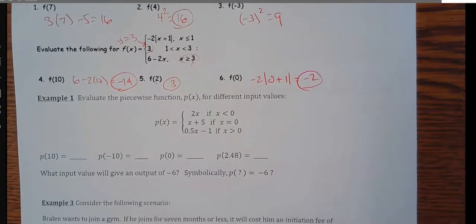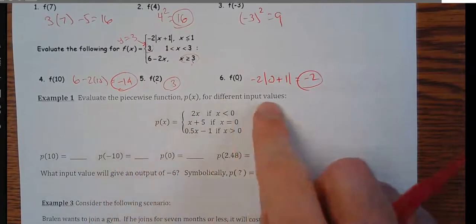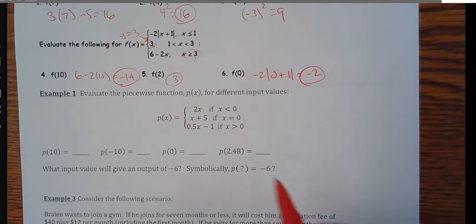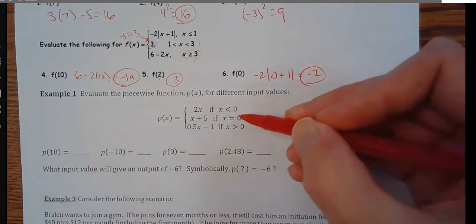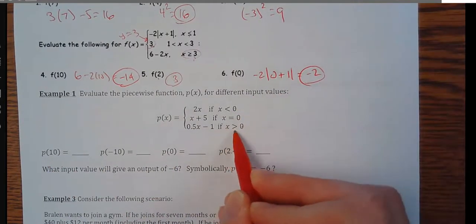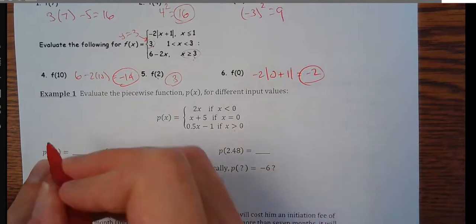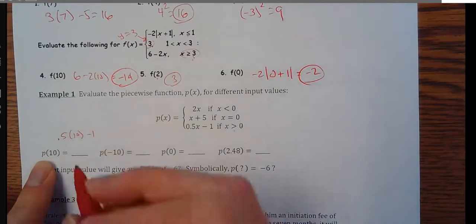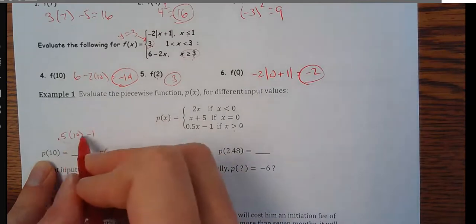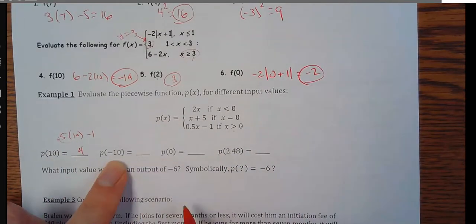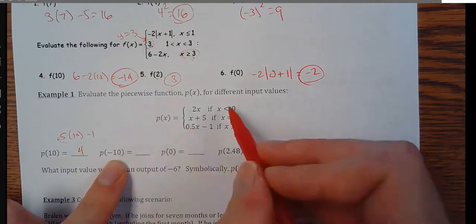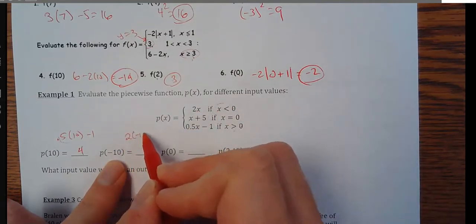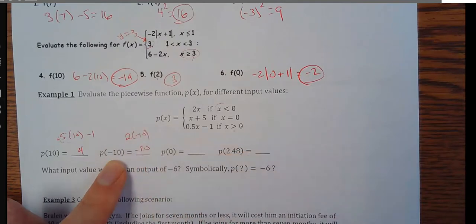Now we're going to evaluate this one here, for different input values, same idea. So plug in 10. Which one does it follow? This one right here. It's more than 0, so 10 goes into this one. So 0.5 times 10 minus 1. That'd be a 4, because this would be 5 minus 1. Negative 10, where does it fall? It's less than 0, so plug it in here. So 2 times negative 10 would be negative 20.